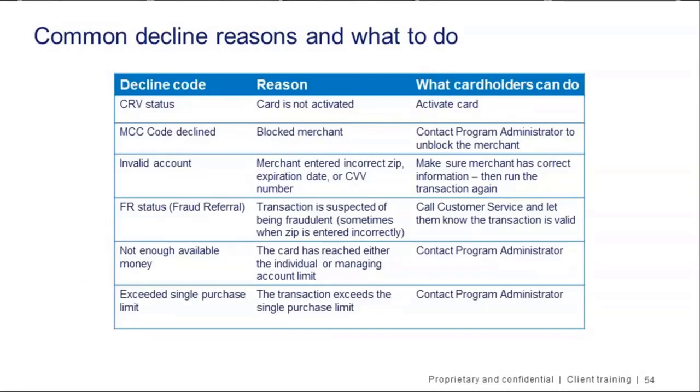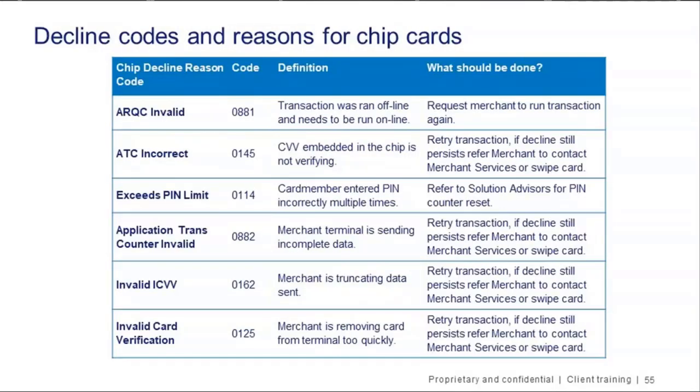And in the PowerPoint, there are some common decline reasons and what to do about them. So if you see CRV status, that means the card isn't activated, and the cardholder should activate the card. And then on the next page, there are decline reasons and what should be done. A lot of these chip card reasons, they just need to run the card again because something went wrong with the terminal. So in that case, customer service is able to tell them to just have the merchant run the card again. Now, there is a quick reference guide out on our web-based training site that does provide a list of all of the reasons and the codes. So you can look for that under Work with Transactions and then go to the Quick References tab.